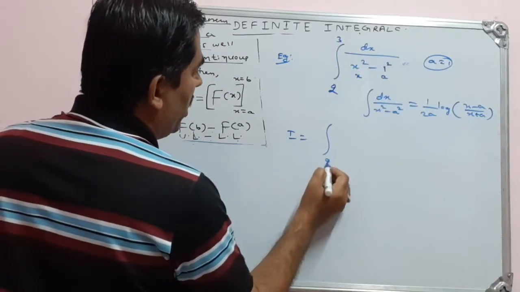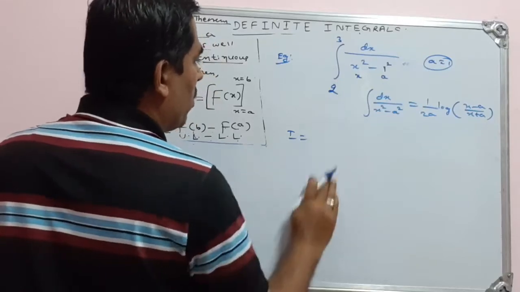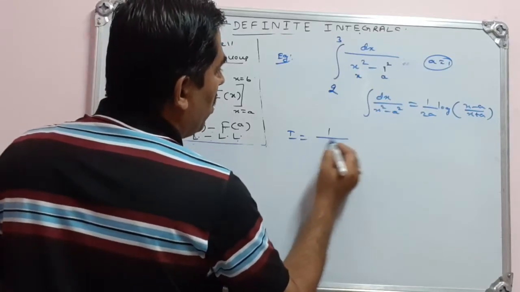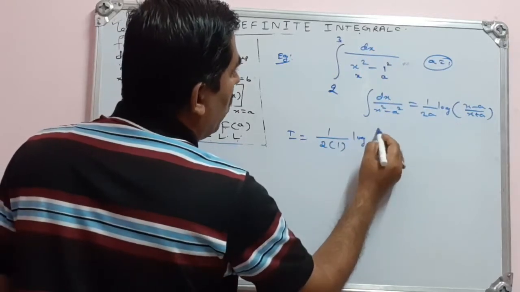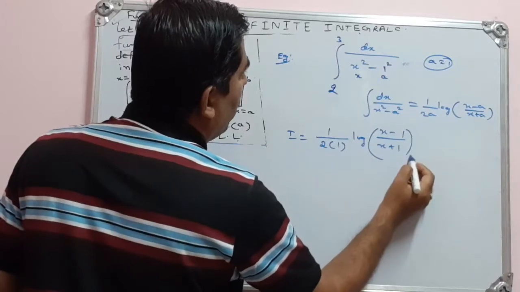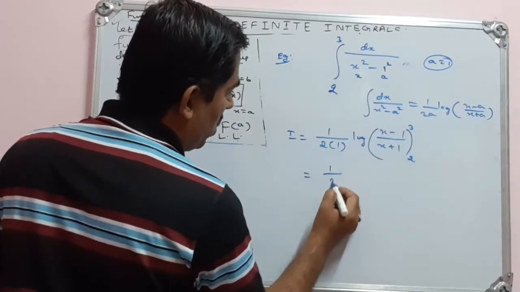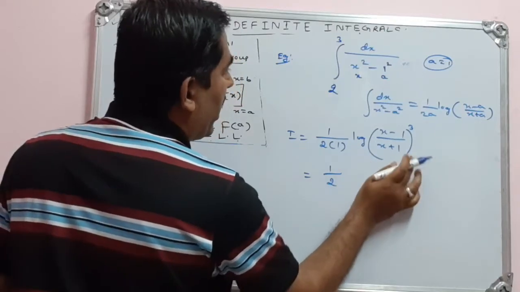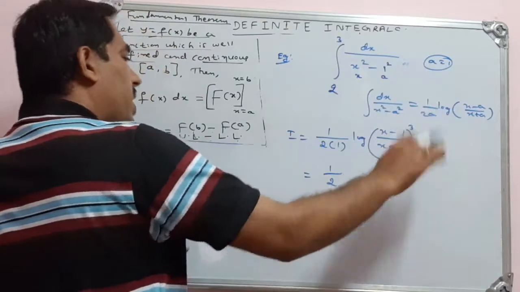So I equals the integral from 2 to 3. Directly let me write this: 1 by 2a into log of x minus a divided by x plus a, where a is 1, so 1 by 2 into log of x minus 1 divided by x plus 1, from 2 to 3. Then we have to calculate the antiderivative. I already have written the antiderivative, upper limit minus lower limit.